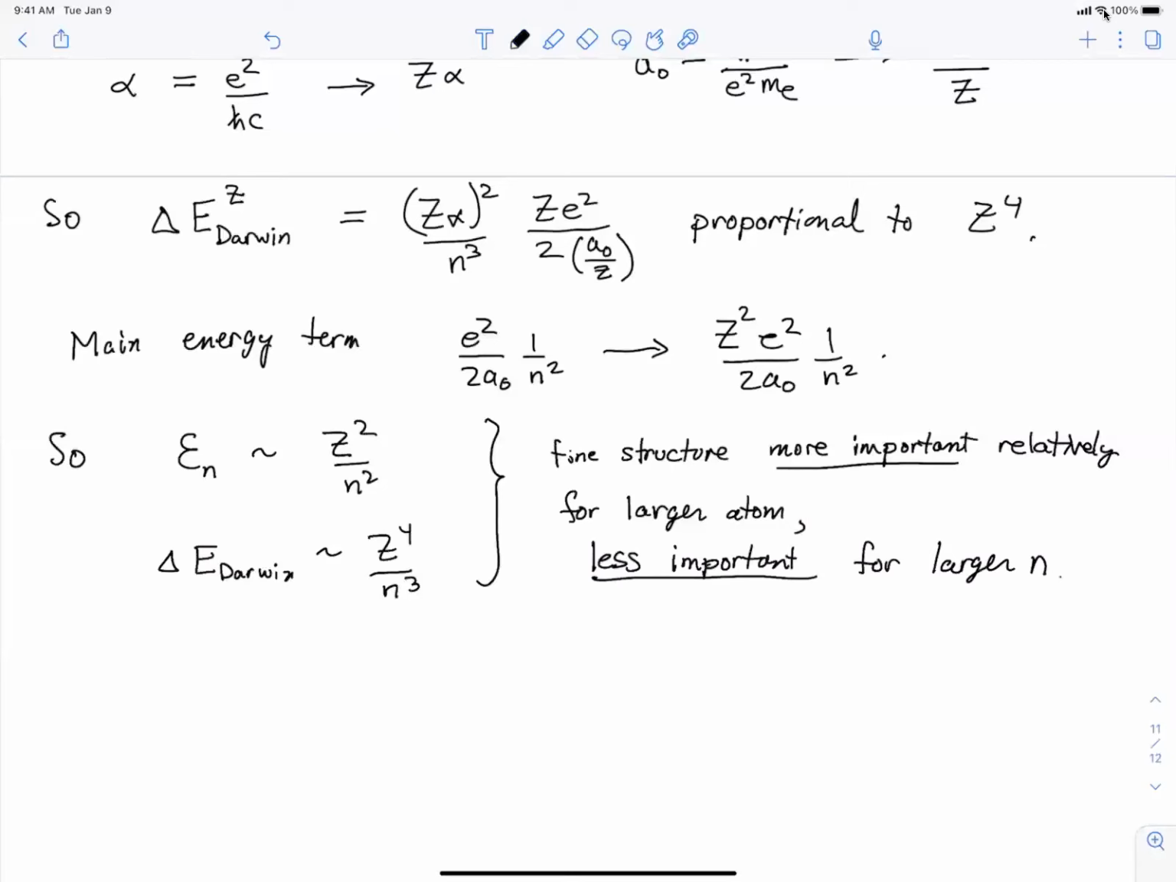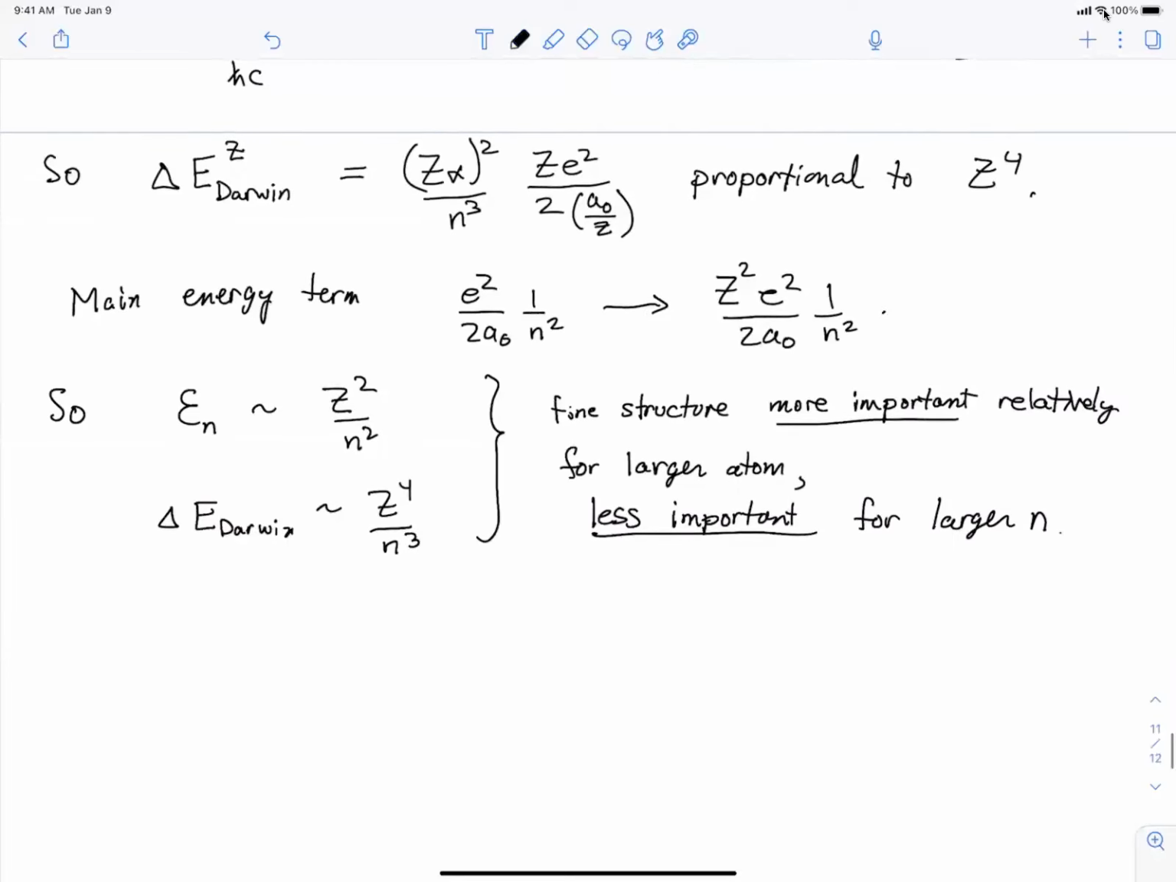All right, so that was all I wanted to say about those two homework problems. We're going to come back to talk about atoms a little bit later. And so it's important to know this principle that the fine structure becomes more important when you're talking about larger atoms than hydrogen. Any questions on that?